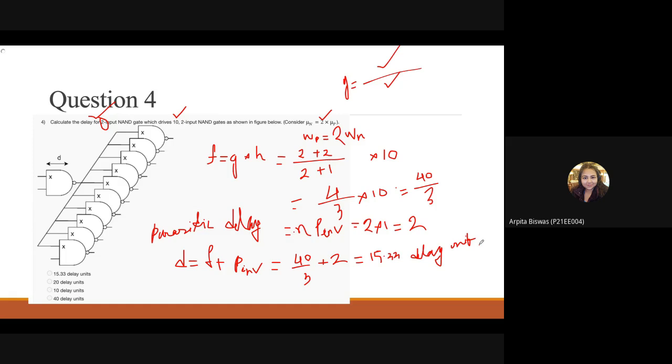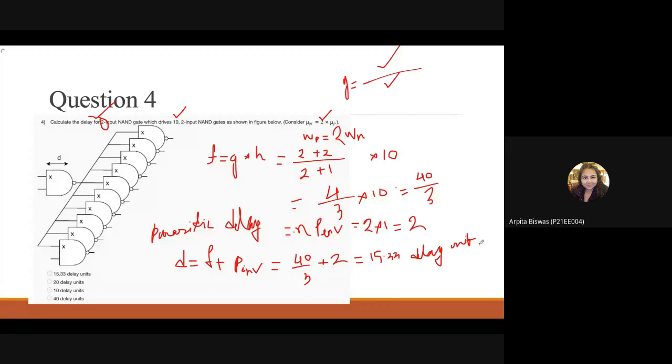This is the way to calculate the total delay. At first, we have to calculate the parasitic delay. If it is three input, then it is three. If it is two input, then it is two. Then how to calculate F equal to g into h? How to calculate this logic effort?